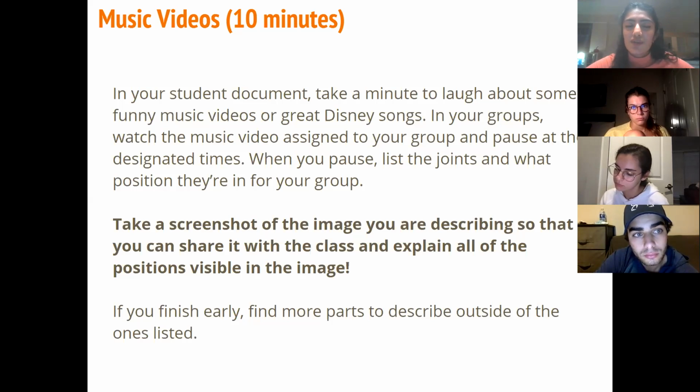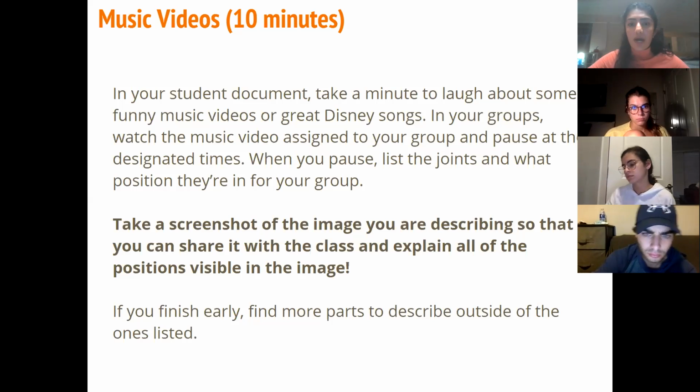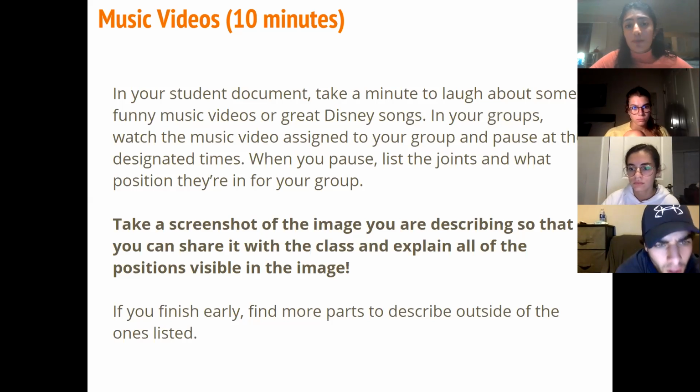And the point of this activity is to really get you thinking about daily motions that we do and how our bones are going to be oriented, right? And it's going to be super helpful when we get into muscles because we're going to be talking a lot about muscles and how they're going to move in relation to all these movements.